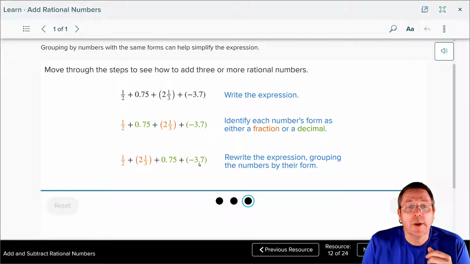Now, it doesn't look like they're actually going to solve this problem, at least it's not on this resource. We'll see what they give us on the next one.